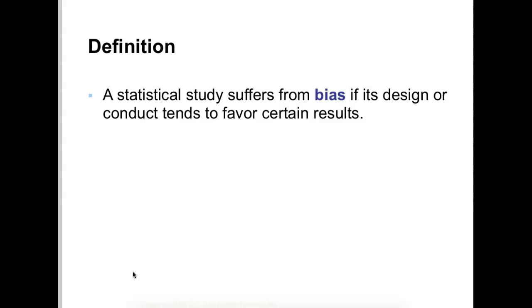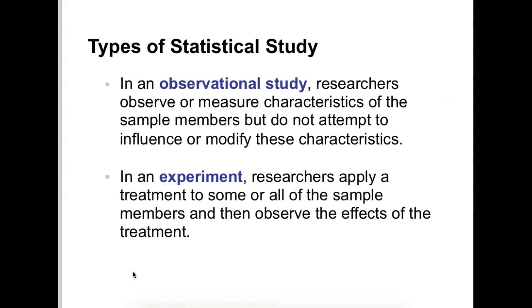I believe we defined bias, and that's just a study suffers from bias if its design or conduct tends to favor certain results. And I gave you like all studies will implicitly have some kind of bias, right? In statistics, and when you're conducting an observational study or an experiment, you try and reduce that bias as much as possible, but it's pretty much impossible to completely do it. There's a saying in statistics which is you control what you can, block what you can't, and then randomize everything else. And that'll make more sense as we talk about experimental designs right now.